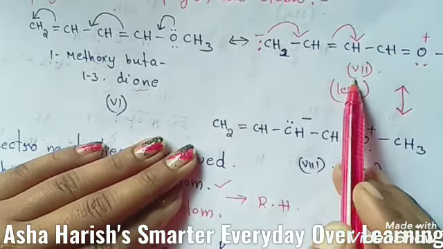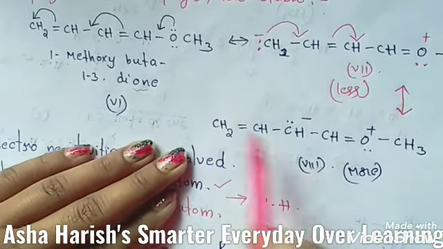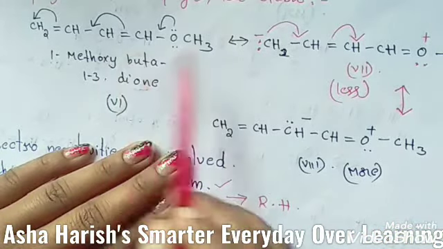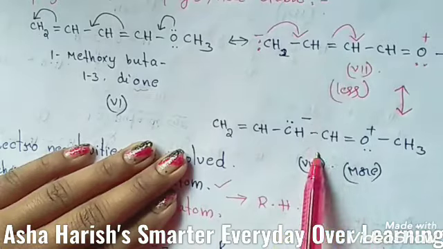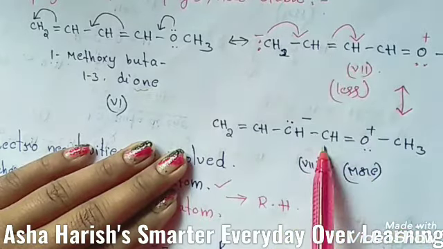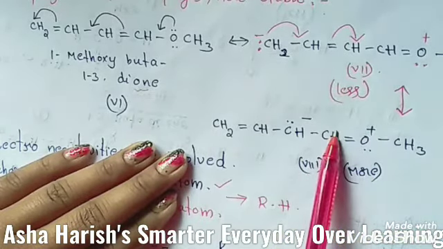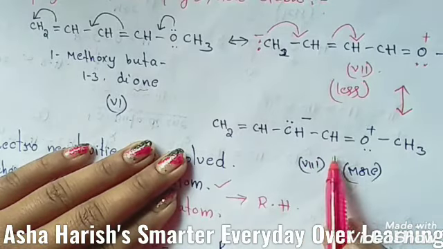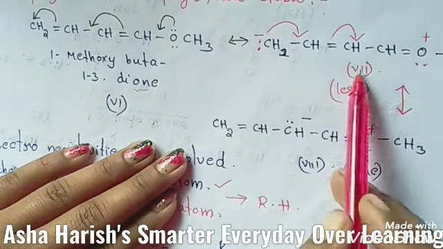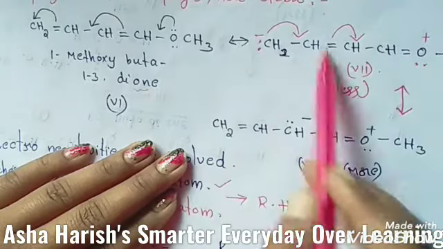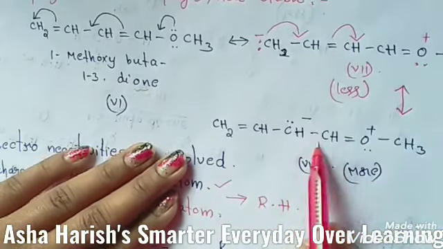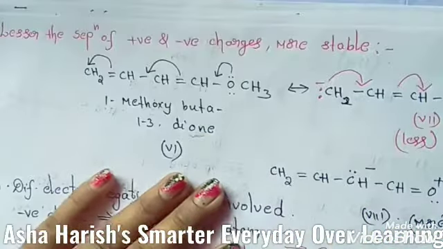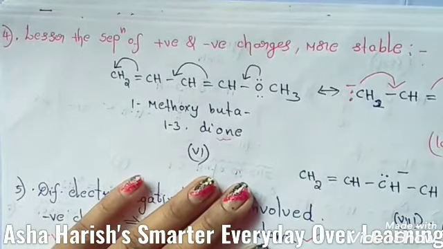Okay, this 7th and 8th for 1-methoxy-buta-1,3-diene have the same number of covalent bonds. If you count the covalent bonds here, those have the same number of covalent bonds. Now here structure 8 is more stable than structure 7, since it involves less charge separation. Okay students, this is about number 4, the 4th rule.